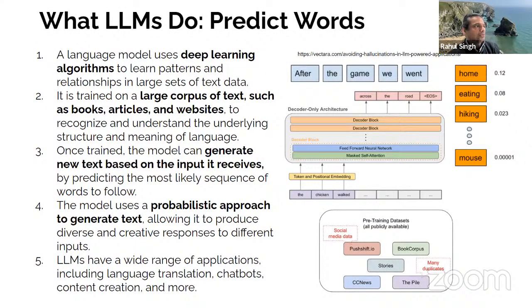So essentially, they predict words, right? So if this is a sequence of words, after the game we went, there's a likely word that comes out, and there's a better word, like let's say home, right? We went home rather than after the game we went eating. Now that's pretty good as well. Or after the game we went hiking, that's pretty good as well, right? But after the game we went mouse doesn't make sense, so there's a much less probability that that's the word that's going to be sent back.